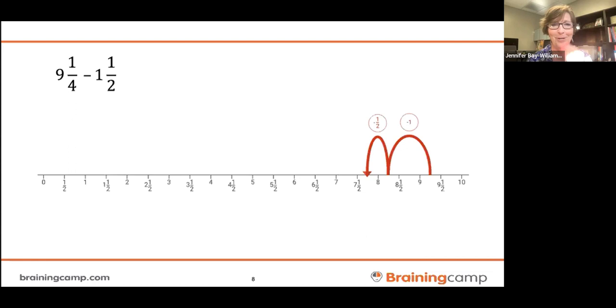All right, so here is how you might have illustrated 9 1/4 minus 1 1/2. I'm going to go to the next one. Or did anyone enter into the chat? Enter into the chat if there is a different way that you showed this problem on the number line. Just use words.